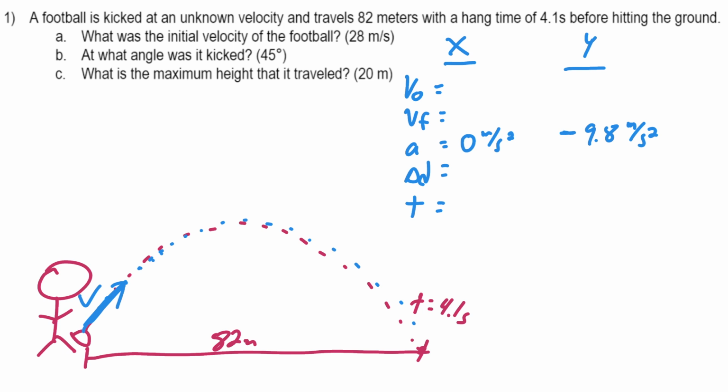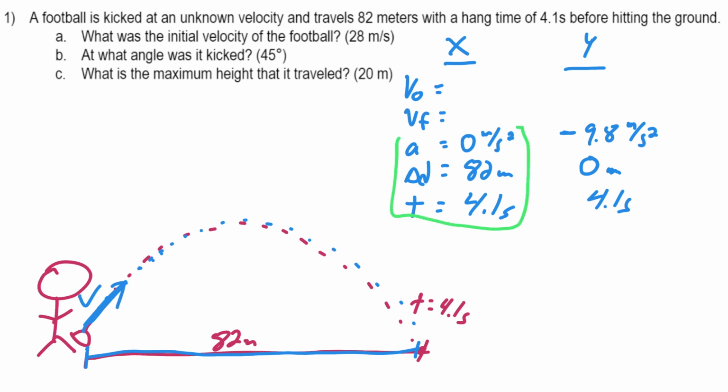The displacement in the horizontal direction, we can see that's going to be 82 meters. In the vertical direction, since we end up where we started, that is 0. And then the time for both is going to be 4.1 seconds. So remember, the key number of variables you want is 3. Since we have 3 for each of these, we know we can find the v initial for each of them. So let's go ahead and do that in the x direction.